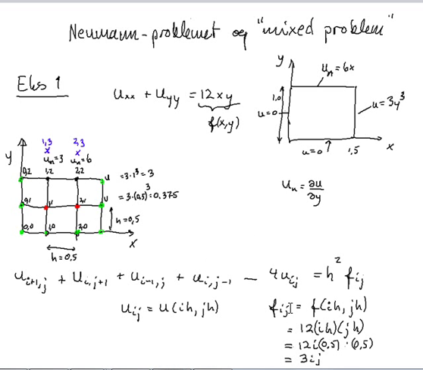We also use the same definition or notation for f_ij. It's the same way of defining it as for u. And since we know that f is equal to 12 times x times y, we obtain that f_ij is equal to, just put this value instead of x and this instead of y into the description of this function, and we obtain that this is equal to 3 times i times j.